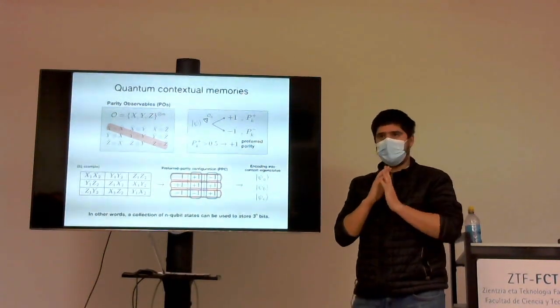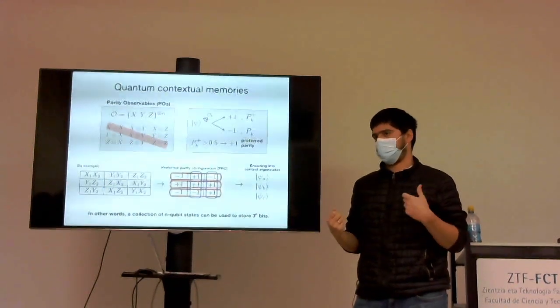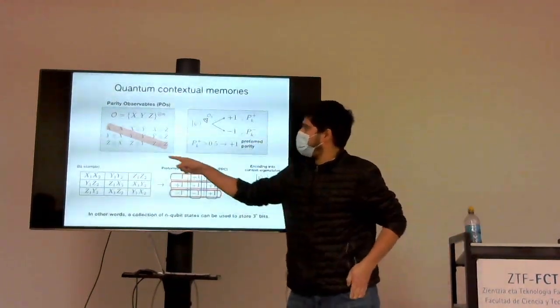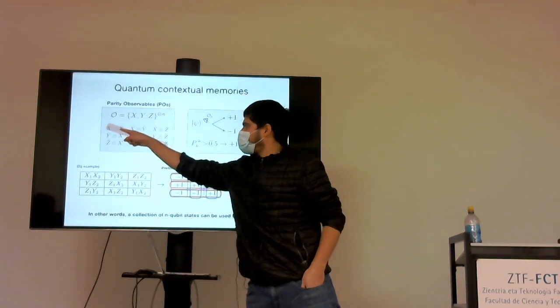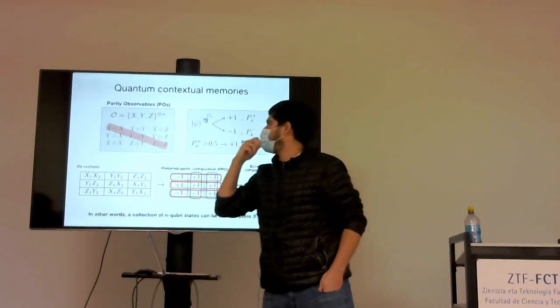Okay, so how do we use this to store information? Essentially, the easiest way is to map 1 bit from each one of the parity observables. So for example, to map one bit from observable XX, another one from this one, and so on. Here we would have 9 bits.